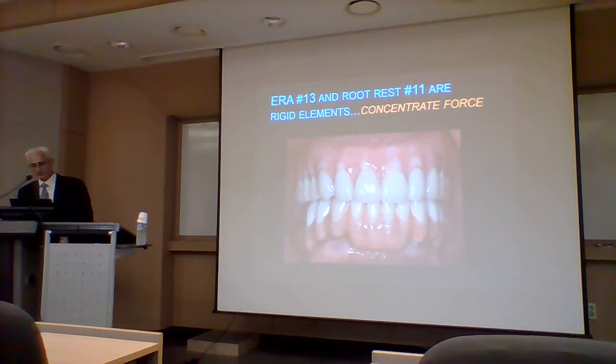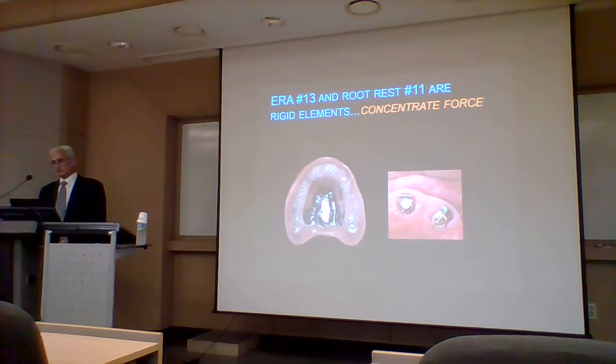So in this prosthesis, this is a lower fixed bridge on 3 implants and an upper denture. The upper denture actually has 2 rigid elements, a natural tooth root in the 1-1 and an ERA attachment in the 1-3. And these will concentrate stress more than will the soft tissue bearing areas. 이제 하나는 자연치, 하나는 ERA가 붙어 있는 거니까 적응을 잘 안 해주면 당연히 ERA에 스트레스가 집중할 수밖에 없겠죠.